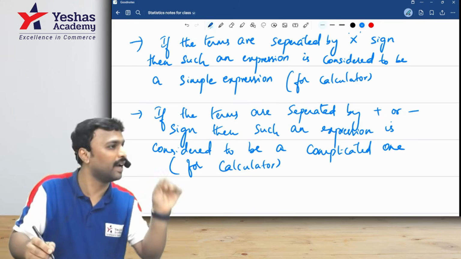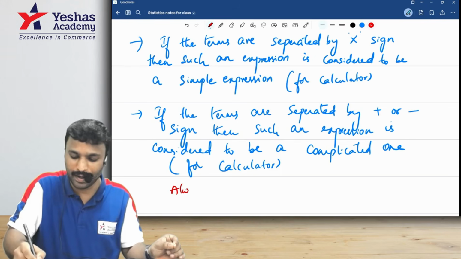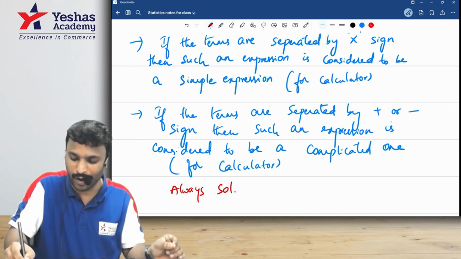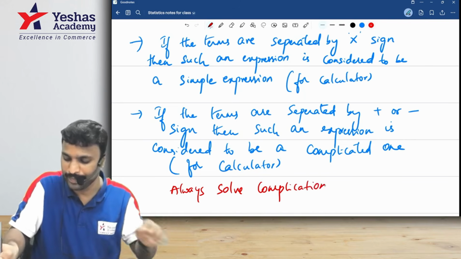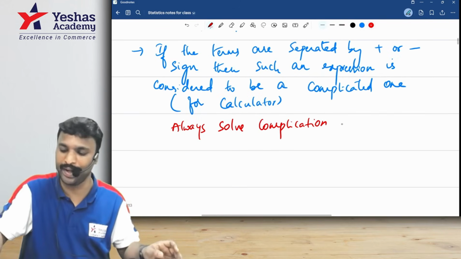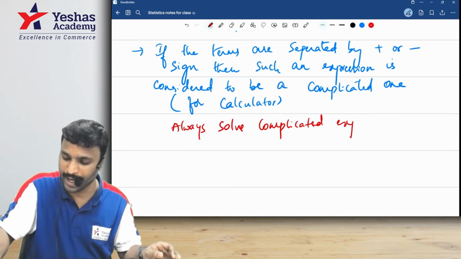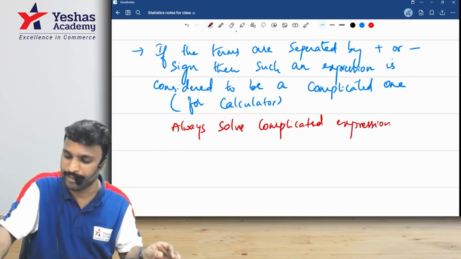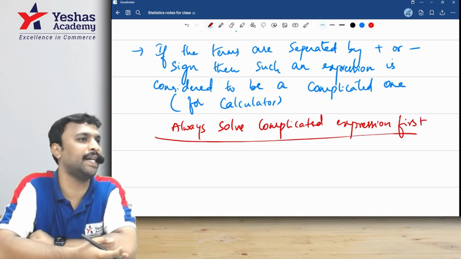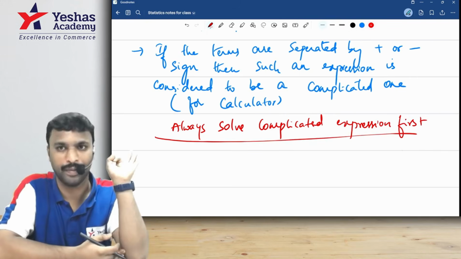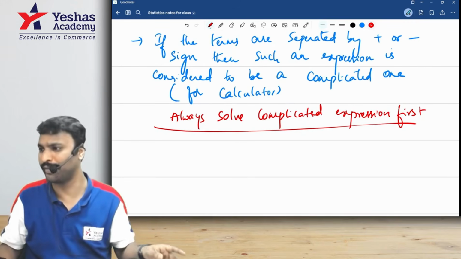Now, I want you to even write this. Always solve the complicated expression first. Always solve what first? Complicated expression first. Right? To illustrate this, one example, then we'll go for the break.